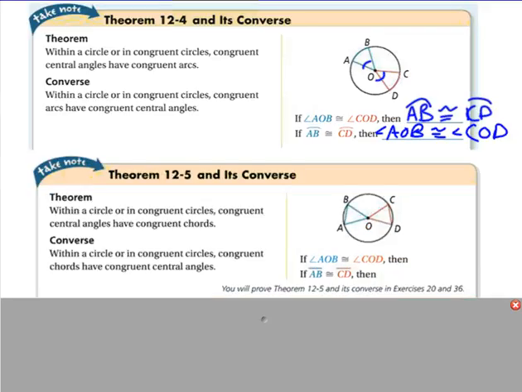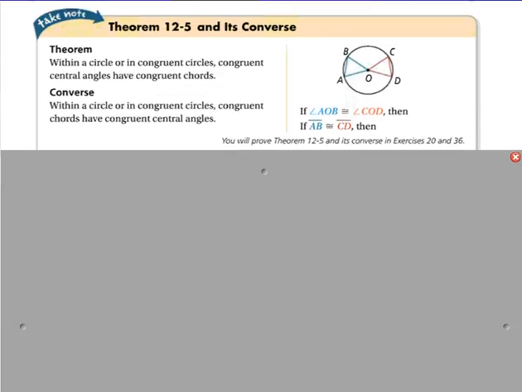So theorem 12.5, moving on a little bit here. Theorem 12.5 says, within a circle or congruent circles, congruent central angles also have congruent chords. So we're still dealing with congruent central angles, but their chords would be congruent as well. So in this case, if angle AOB is congruent to angle COD, then chord AB is congruent to chord CD. And its converse, congruent chords have congruent central angles. So if we know that the chord AB is congruent to CD, then angle AOB is congruent to angle COD.